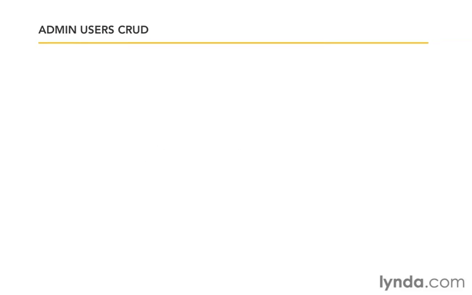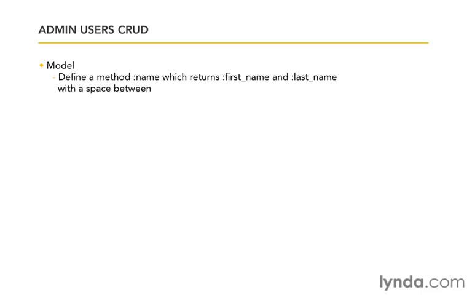So first, in the model, there are two things I want us to do. I want you to define a method called name, which will simply return the admin user's first name and their last name with a space in between. There are going to be a lot of occasions where we're going to want to have the user's first and last name together, and this will just save us a little bit of typing by having this convenience method.